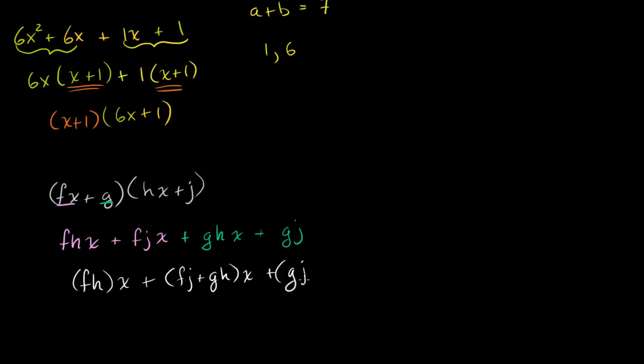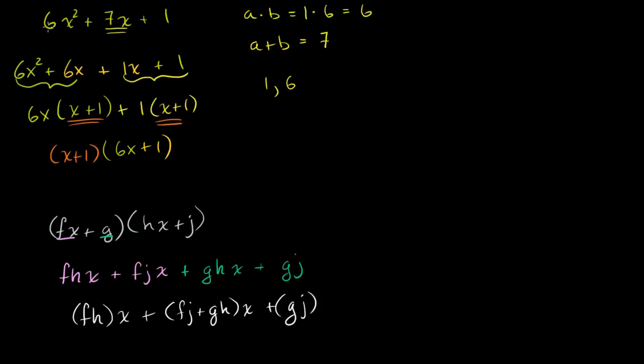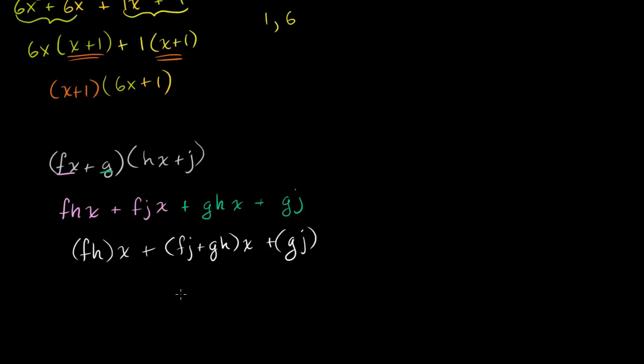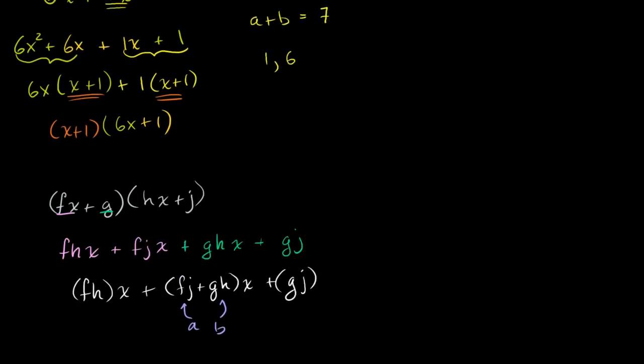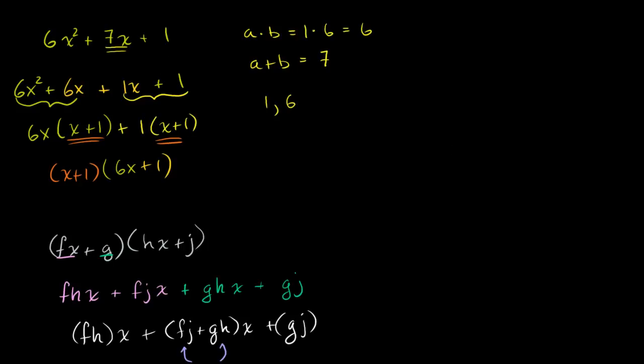Now, what do I do here? Well, remember, in all of these problems where you have a non-1 or non-negative 1 coefficient here, we look for two numbers that add up to this, whose product is equal to the product of that times that. Let's say that a is equal to fj, and b is equal to gh. So a plus b is going to be equal to that middle coefficient.